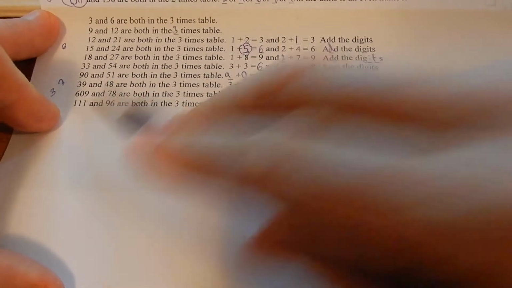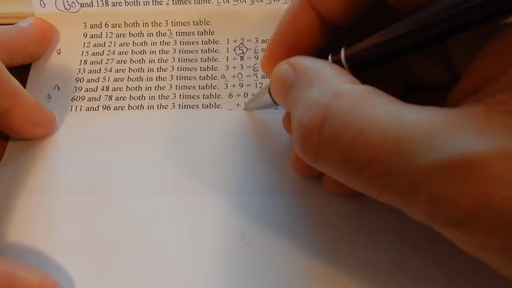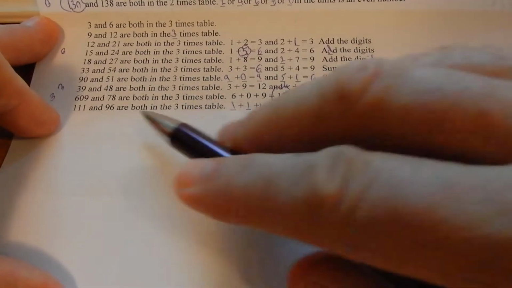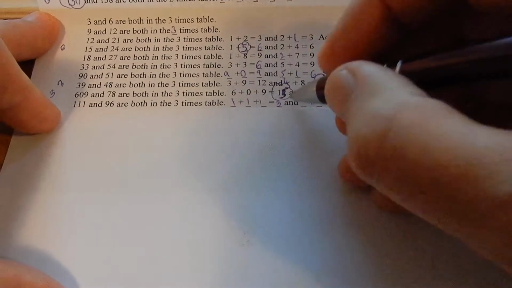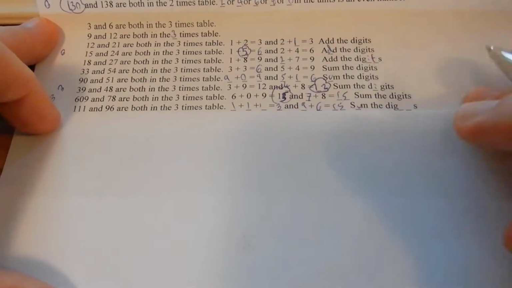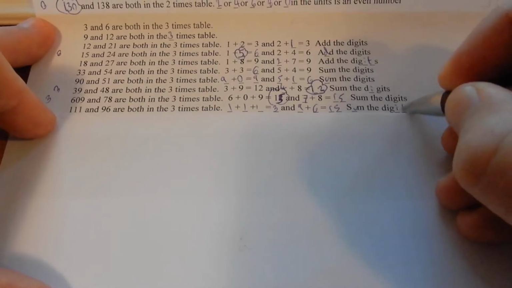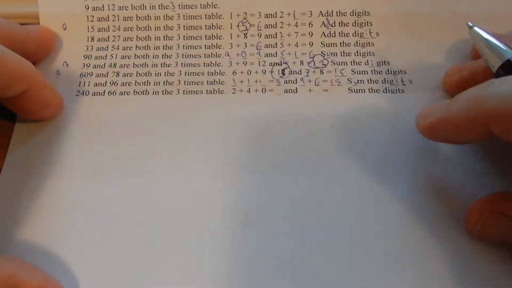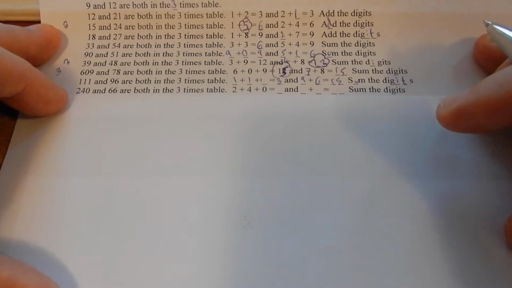1 plus 1 plus 1 is 3. Add the digits. 9 plus 6 is 15. Sum the digits. Sum means the same as add. They both have 3 letters. Sum and add mean the same.